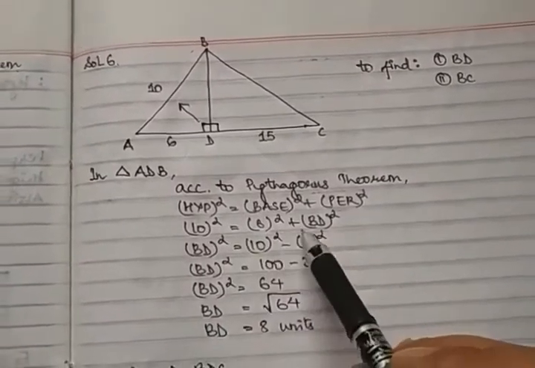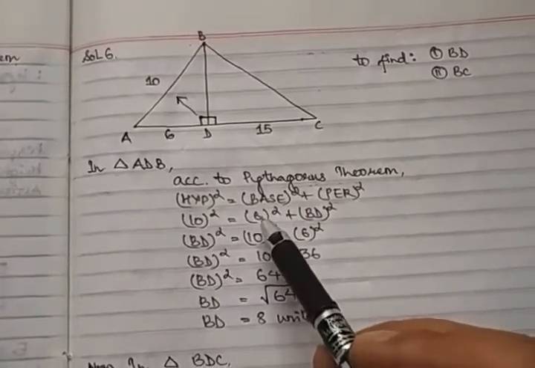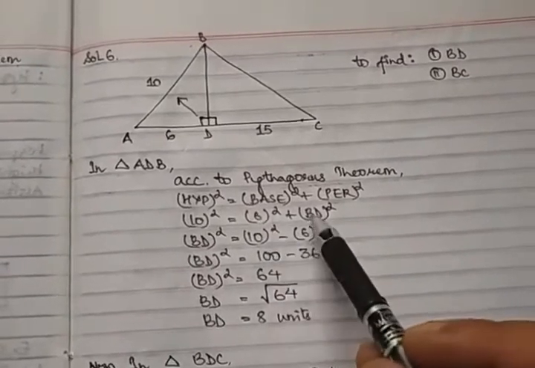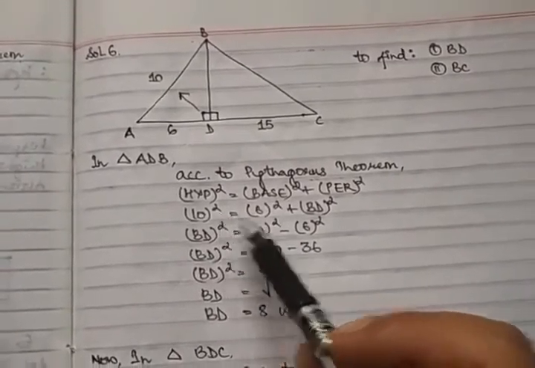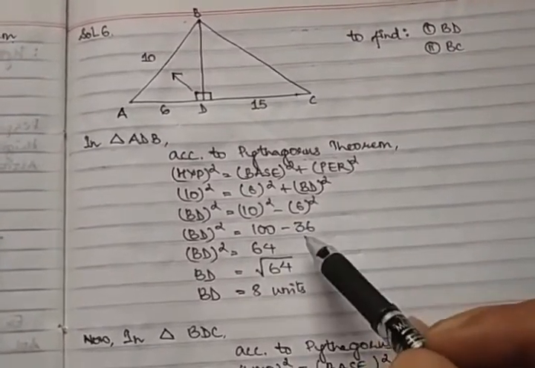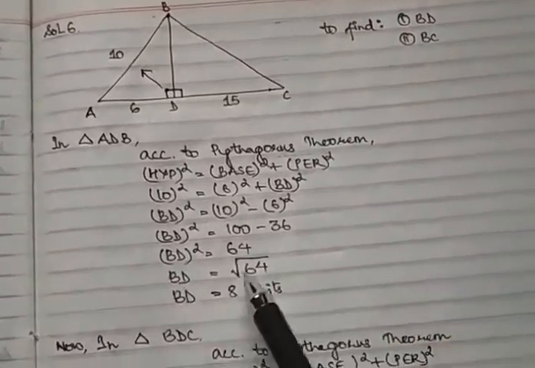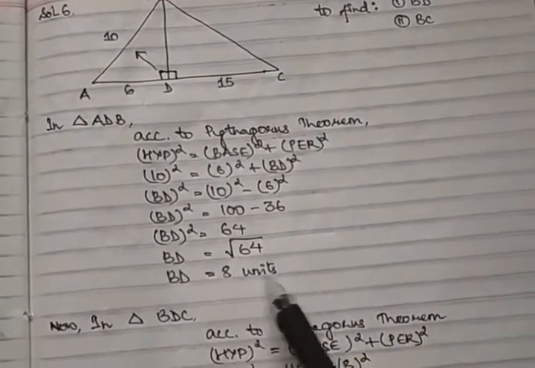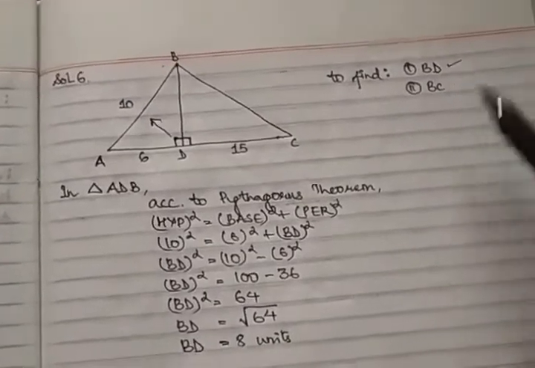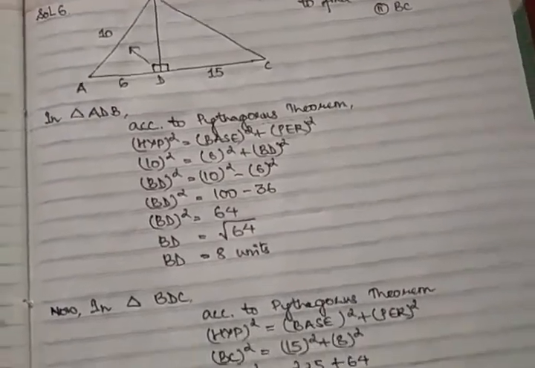So 10 square equals 6 square plus BD square. 10 square is 100, 6 square is 36, we know that. But instead, what I have done first is sort out the like terms: the constant terms on one side, the variable on the other side. So 6 square to the other side, minus 6 square. So BD square equals 10 square minus 6 square. 10 square is 100, minus 6 square is 36. 100 minus 36 is 64. So BD square is 64. BD equals the square root of 64. That is, BD equals 8 units. That is how we solve the first step of the question.